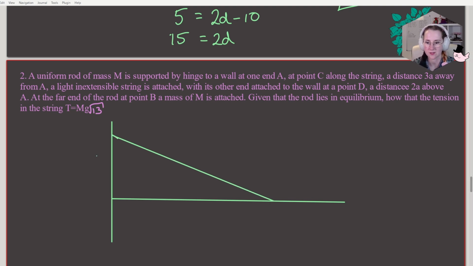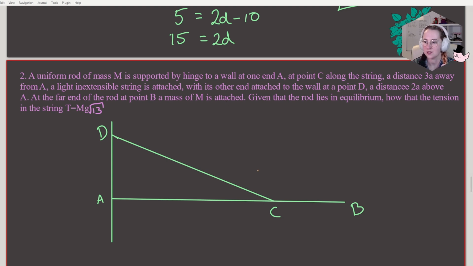The diagram looks like this. We have our point A, our point C, our point B, and our point D. Here we have a rod attached to a wall. I'm using some fluid dynamics notation to add some hatching to show that it's a wall. That looks absolutely awful, so let's just get rid of that. So we have a vertical wall, a horizontal rod, and we have our string attached to it.